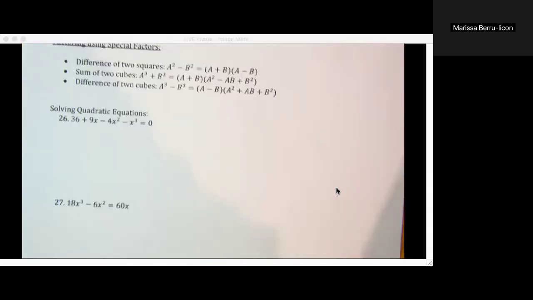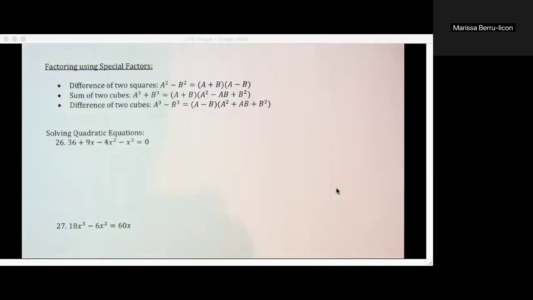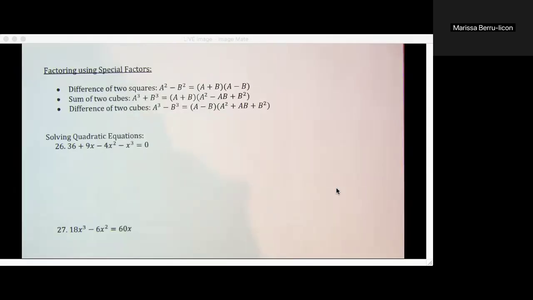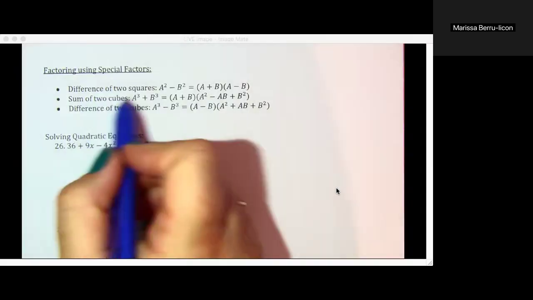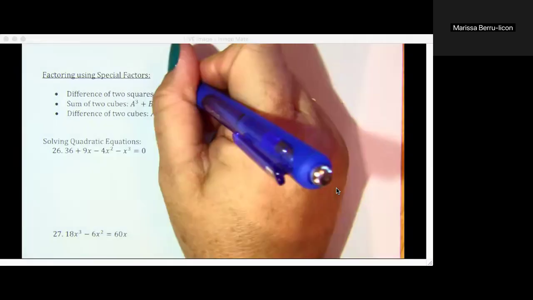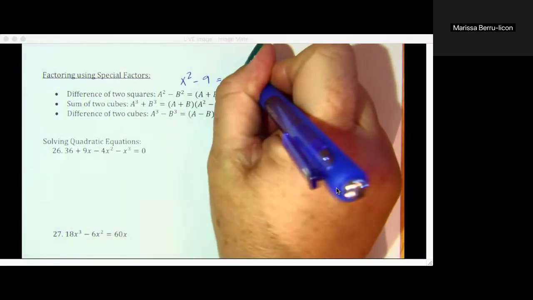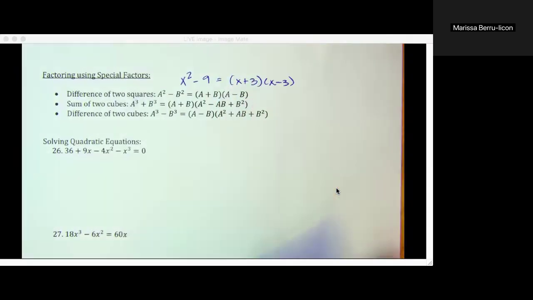And then we also have special factors. Now, if you're moving on to Calc 1 after this class, you will be expected to know these special factors just randomly. You may not have a warning that you're going to be going over this, but you'll need to know it. So here it says factoring using special factors. Difference of two squares is probably the one you've seen the most. That's something like x squared minus 9, and that would be x plus 3 and x minus 3.